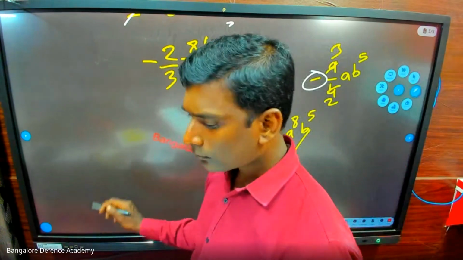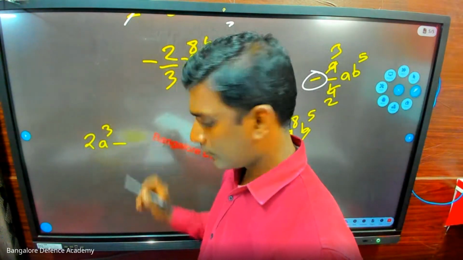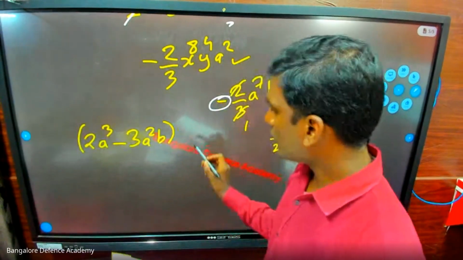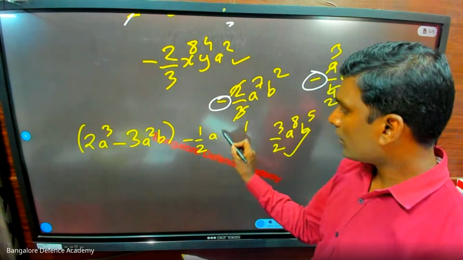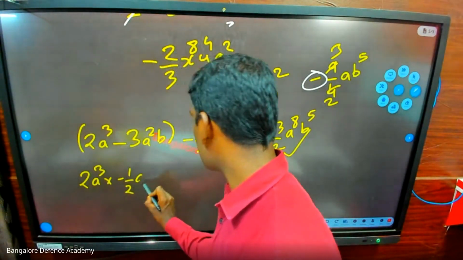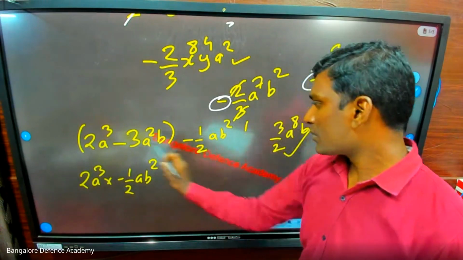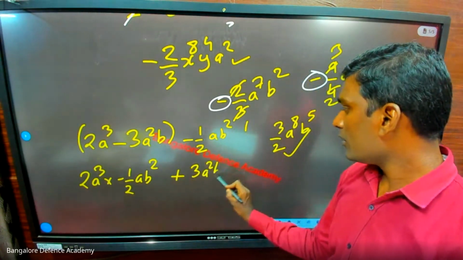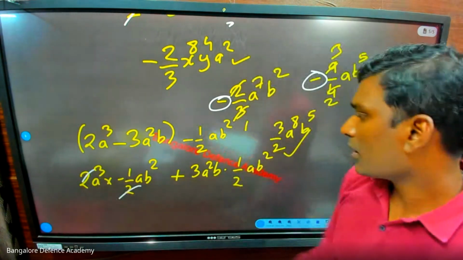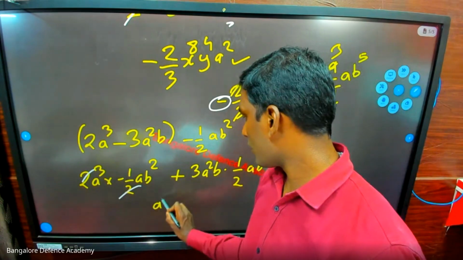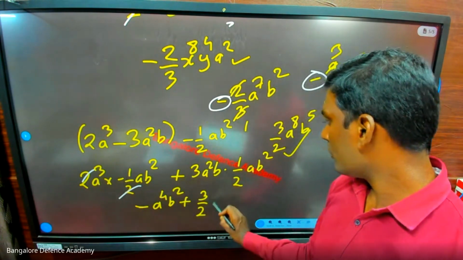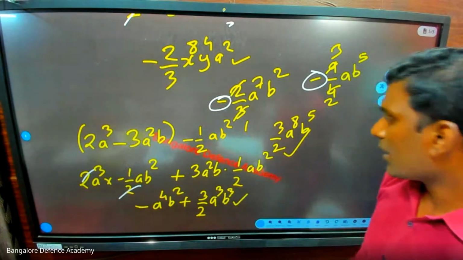Next. 2a cube minus 3a square b, and then you are going to multiply it by minus 1/2 a b square. So 2a cube into minus 1 by 2ab square, minus, ye minus minus plus ho jayega, plus 3a square b into 1 by 2ab square. Now 2 cancel. Okay, so a cube a, so what happens? A to the power of 4, b to the power of 2, this is minus. Now this is 3 by 2, a to the power of 3, b to the power of 3. This is the answer.